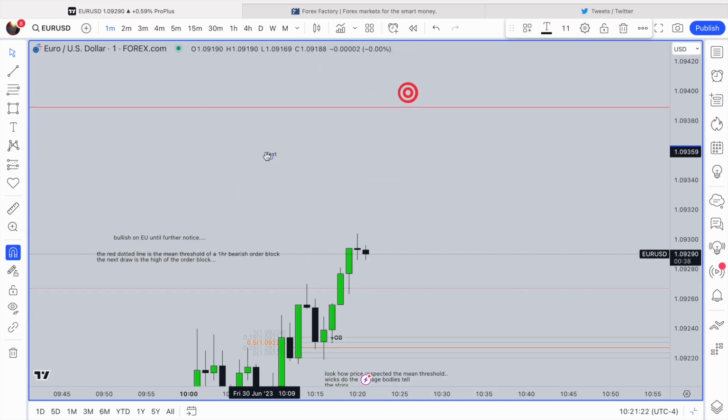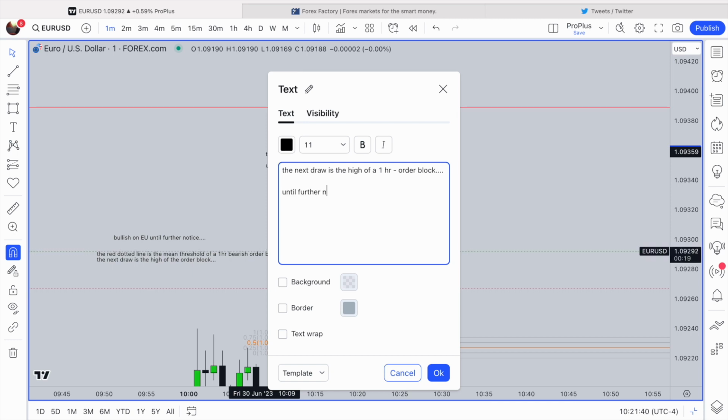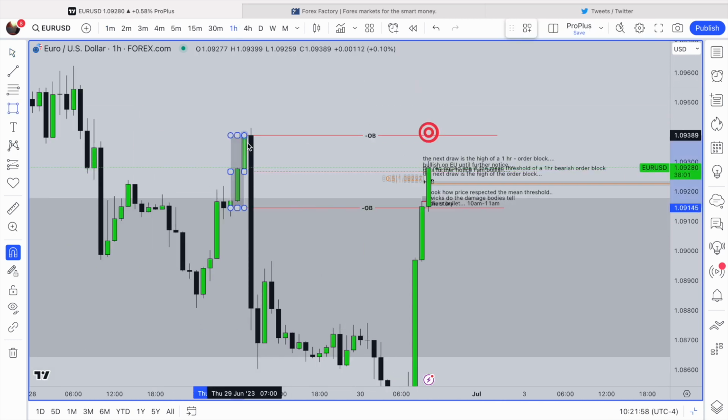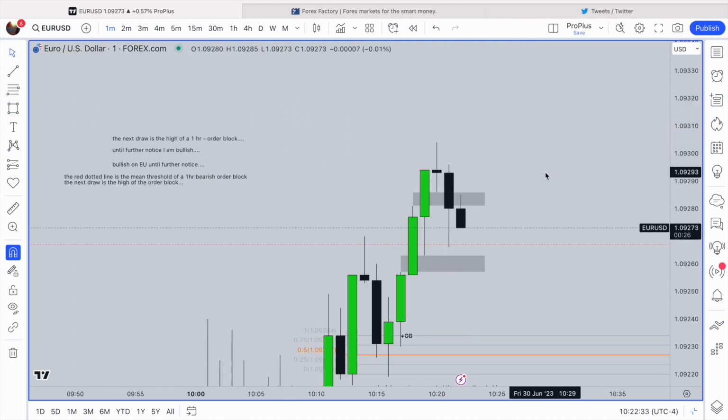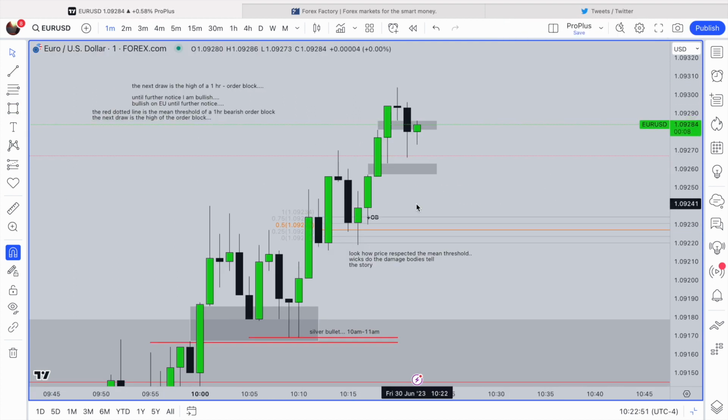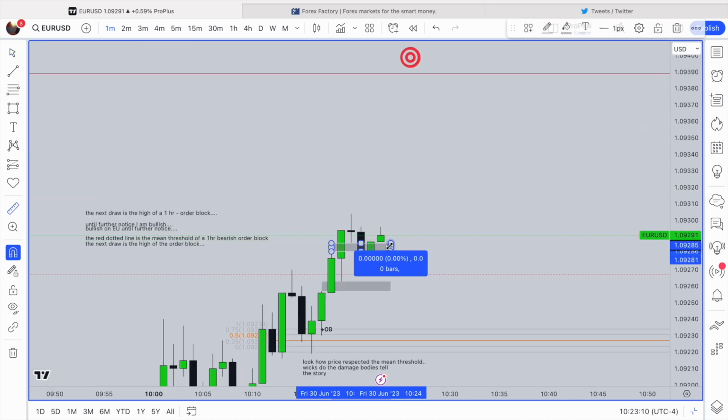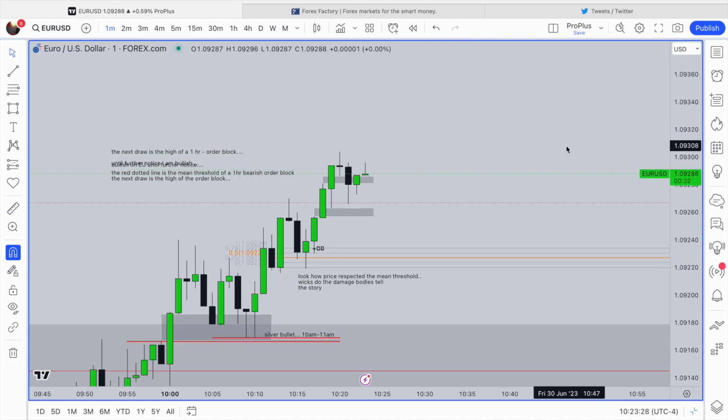Just going to go through some tape reading that I did. So there's silver bullet long, and then my target draw liquidity was the mean threshold of a 1 hour bearish order block. And then my final draw liquidity was the high of the bearish order block, which is on the hour.